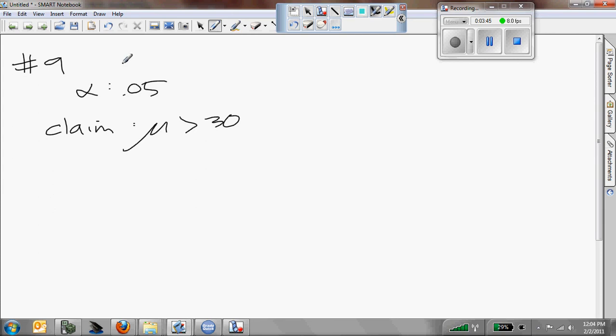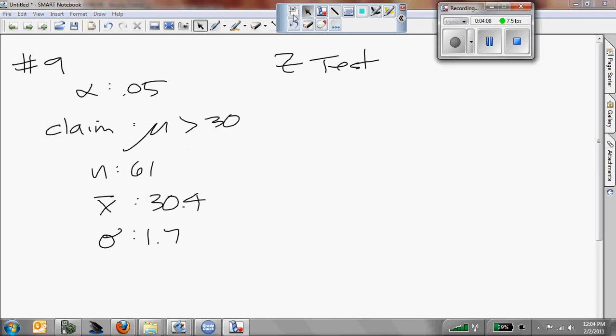We are told that the sample size is 61. The mean temperature on those days is 30.4. And sigma is known to be 1.7. Alright, so again, we're going to use z-test because the population standard deviation is known. Before we do that, the opposite of our original claim is going to be less than or equal to. Mu is less than or equal to 30. We're just going to write equals 30. This is our alternative hypothesis. This is our null hypothesis.